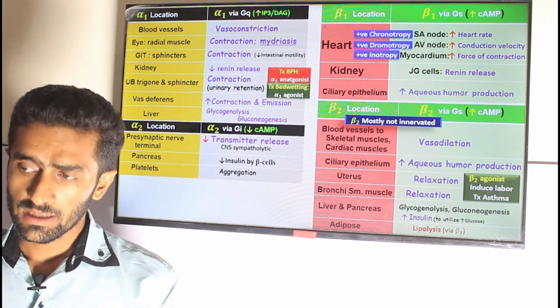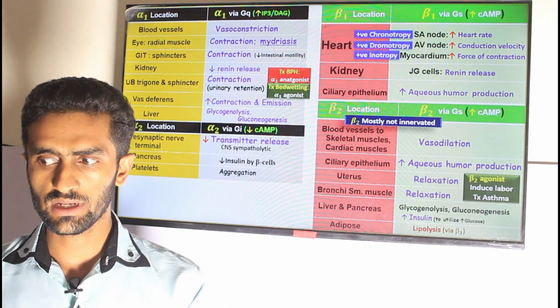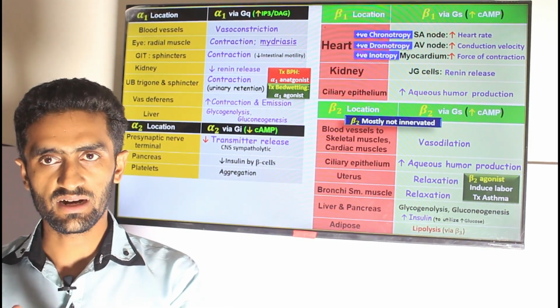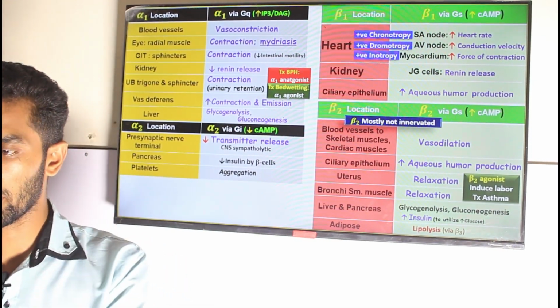So beta 1, we have one heart, and beta 2, we have two lungs. That's why it is easiest to memorize beta 1 heart and beta 2 lungs. So that's very important. In the upcoming session, inshallah.